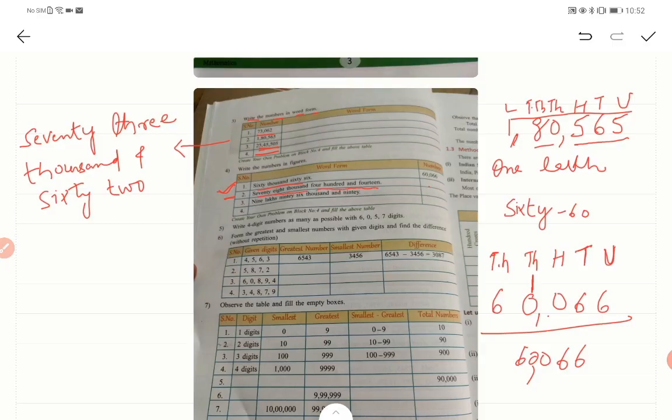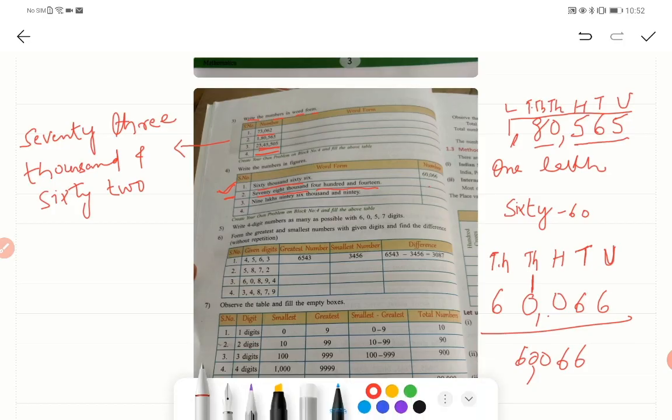78,414. It is given 78,000, so I need to take place values till 10,000. So units, tens, hundreds, thousands, ten thousands. They are saying 78,000: 78 in the thousands place, and then 400, 4 in the hundreds place, and 14.